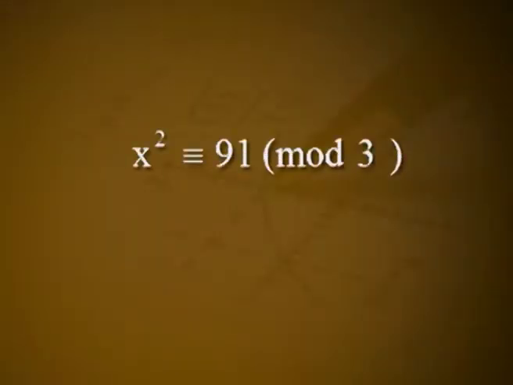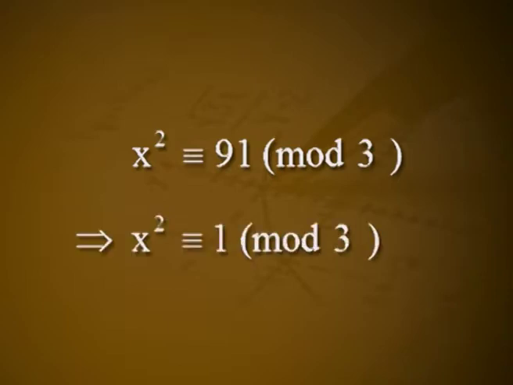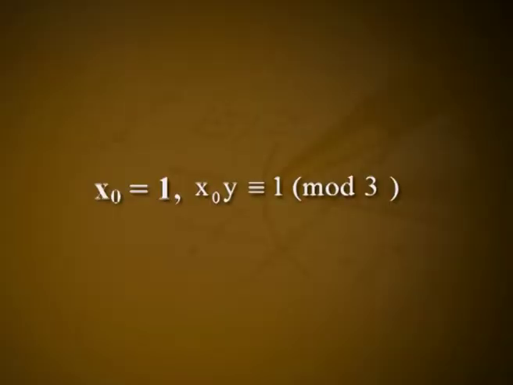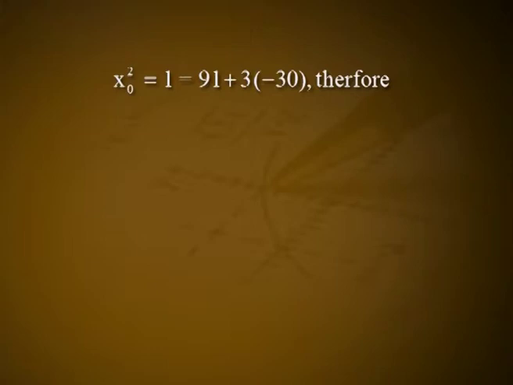So, we first solve x squared congruent to 91 mod 3. Now, x squared congruent to 91 mod 3 implies x squared congruent to 1 mod 3. Clearly, 1 or 2 is a solution of x squared congruent to 1 mod 3, with x naught equal to 1. x naught y congruent to 1 mod 3 also has a solution, y naught congruent to 1 mod 3. Since x naught squared is equal to 1, which is equal to 91 plus 3 times minus 30.